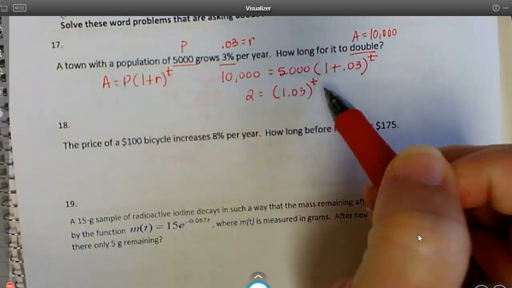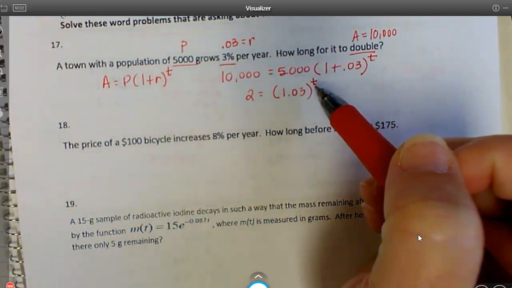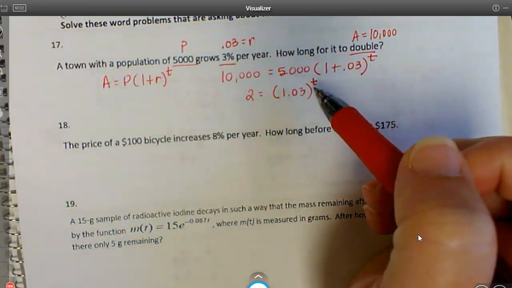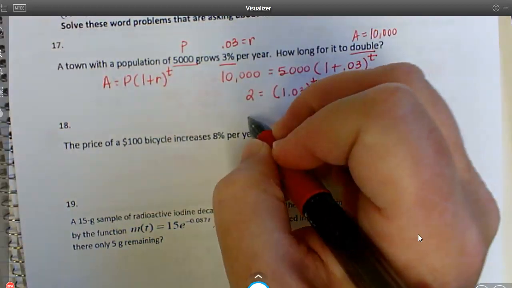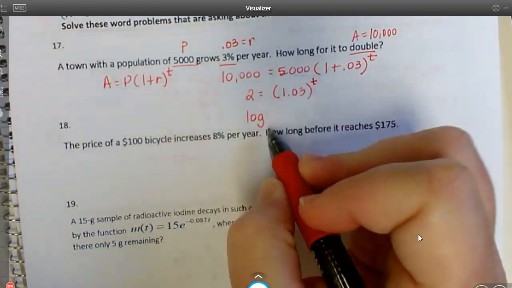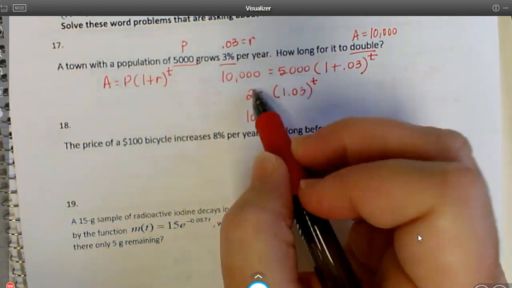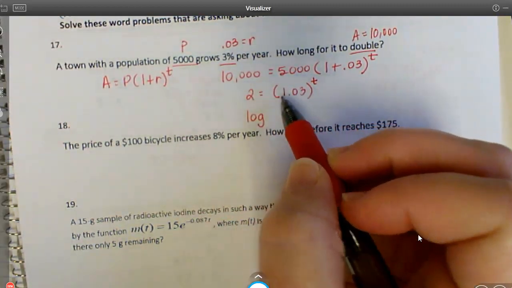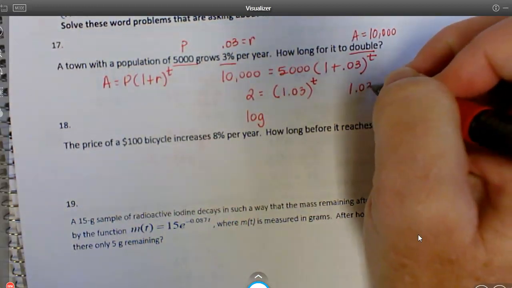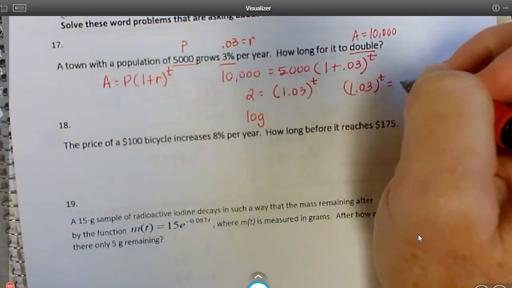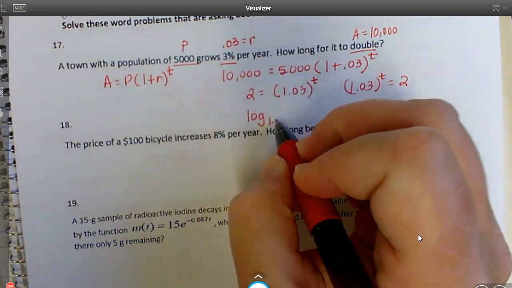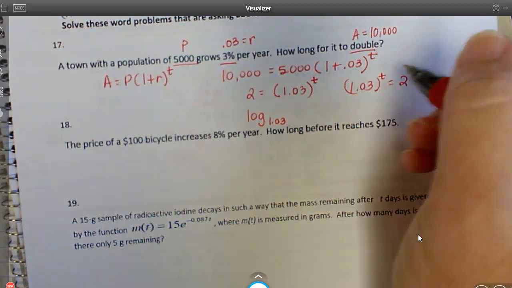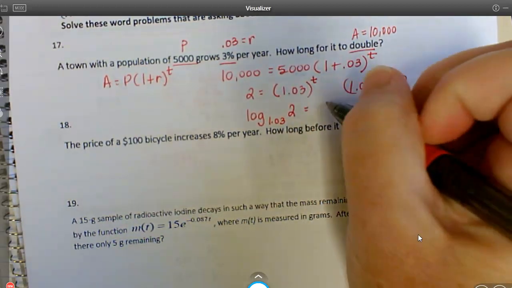Alright, now, in order to solve that, this is where we rewrite it in logs. If you have exponential, you rewrite it in logs. If you have logs, you rewrite it in exponential. That's your process. So we're going to say log base something. Now, this is written backwards from the way it normally is. If you want to rewrite it as 1.03 to the t equals 2, that's the same thing. That means our base is the 1.03. Our 2 is what we're taking the log of, and that equals t.